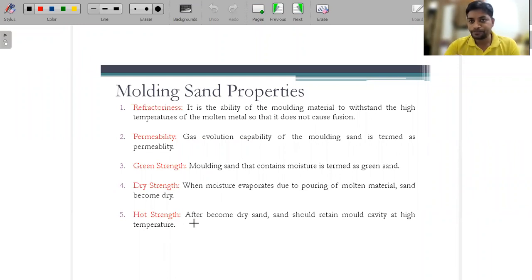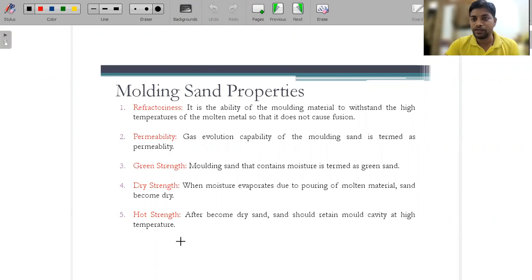Hot strength is needed because we are filling the molten material, so it's not like we immediately bring it out. We keep it for some time in the molding sand. While we are keeping the molten material in there until solidification, the sand should not become a part of the molten cavity, or molten material. That is basically the hot strength: whatever temperature is generated by the molten material when we are filling, that has to be borne by the dry sand, so we call it hot strength.